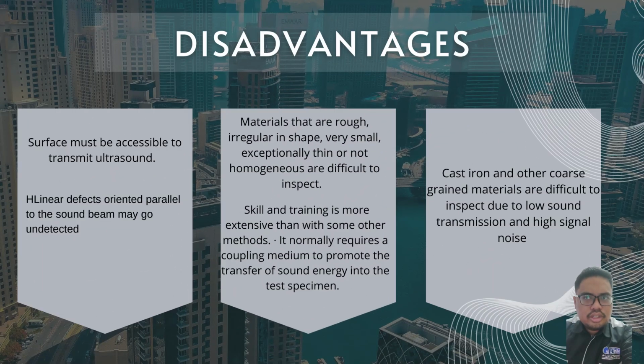And next, the disadvantages of ultrasonic testing. The surface must be accessible to transmit ultrasound. Linear defects oriented parallel to the sound beam may go undetected. Materials that are rough, irregular in shape, very small, exceptionally thin or non-homogeneous are difficult to inspect.